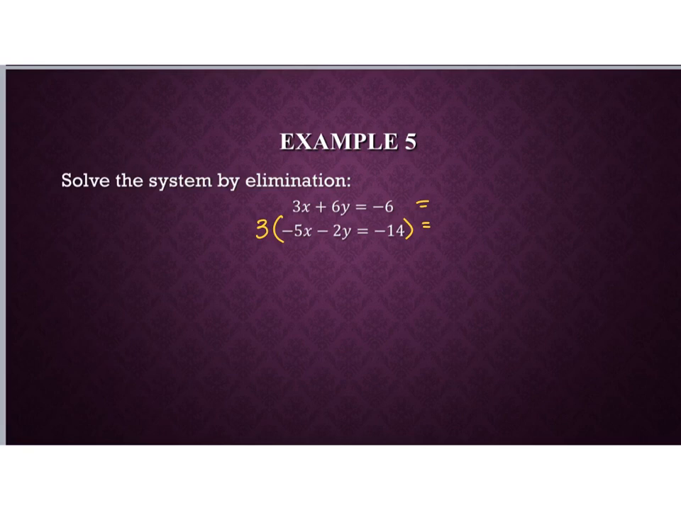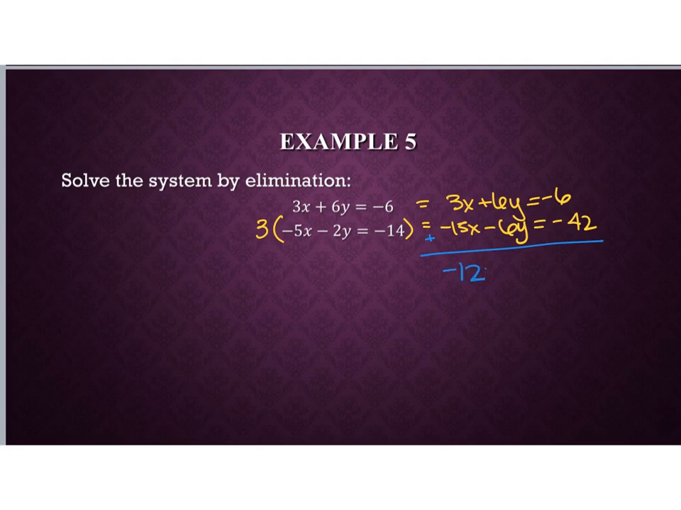So I'm going to rewrite both of these, and I have 3x plus 6y equals -6, and I have -15x minus 6y equals -42. So now I'm going to go ahead and add these equations up. And I have 3x plus -15x, which is going to give me -12x. My y's will cancel, and -6 plus -42 will give me -48. When I divide both sides by -12, I'm left then with x equals +4.